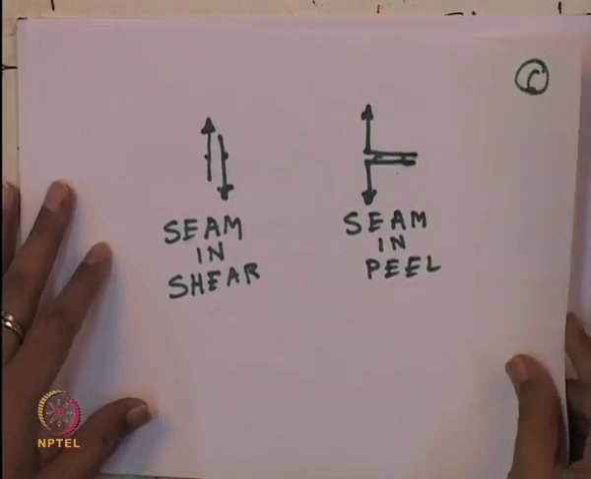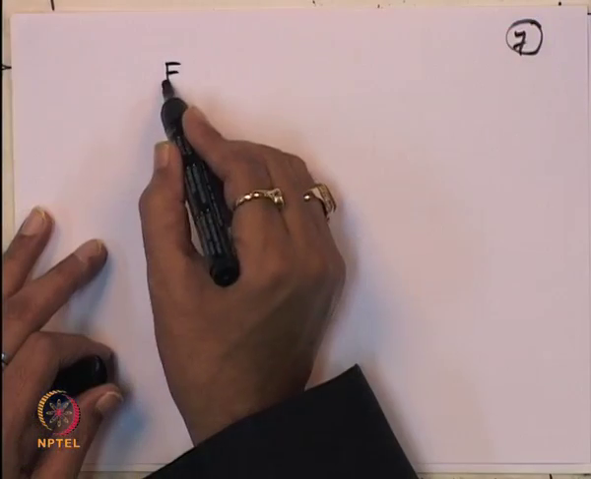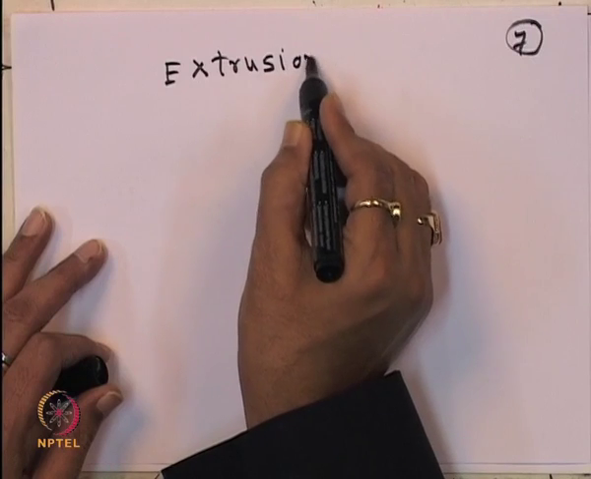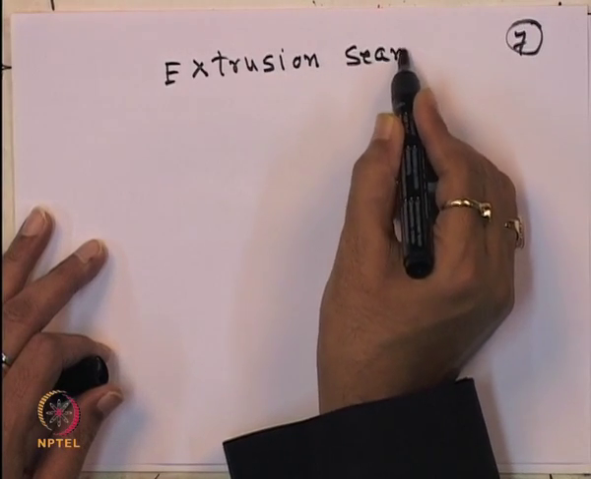Also there are different types of joining systems. Various methods are available to fabricate geomembrane seams. I am just showing some of the seams. One is called the extrusion seam.